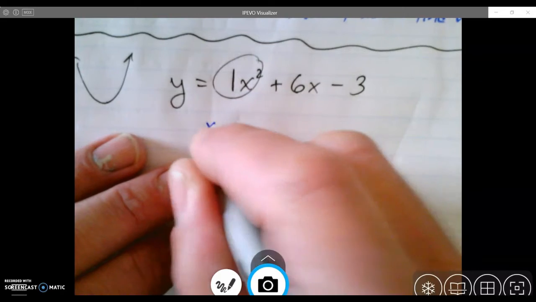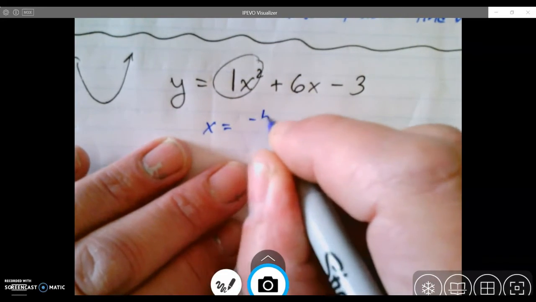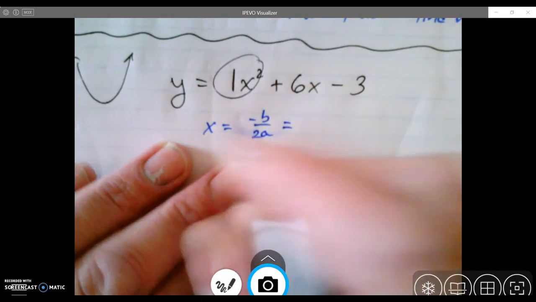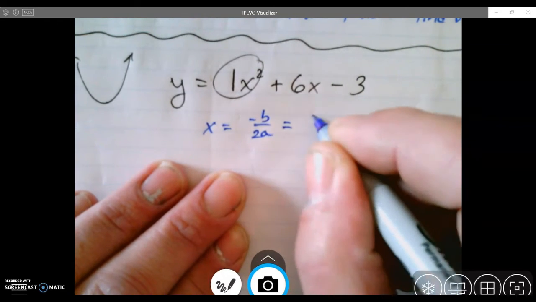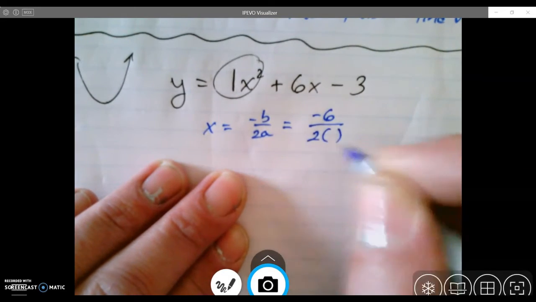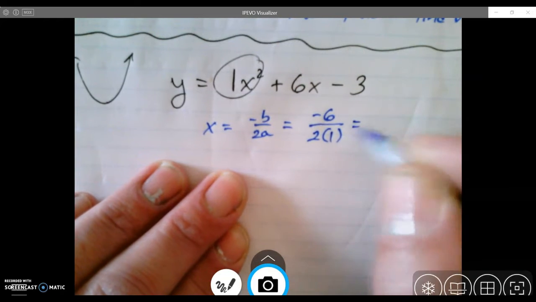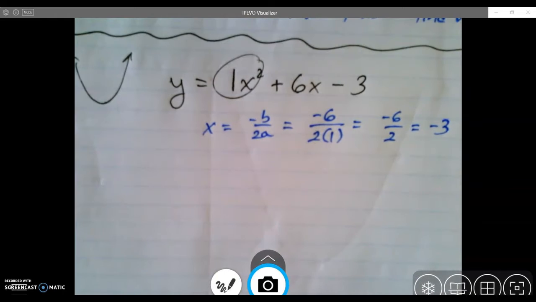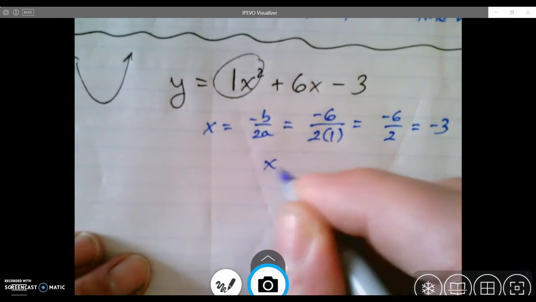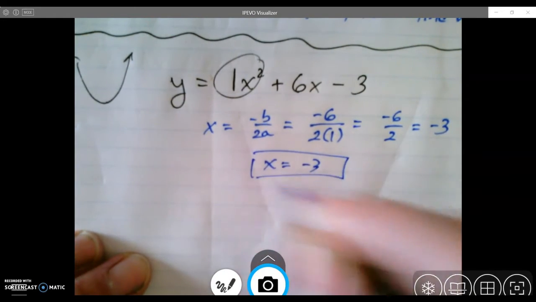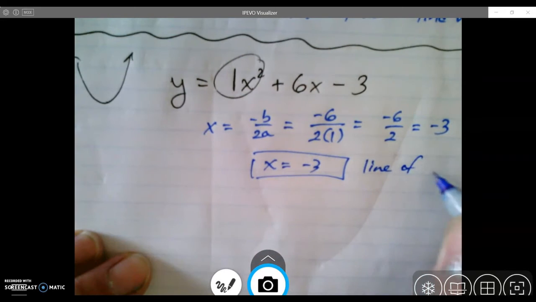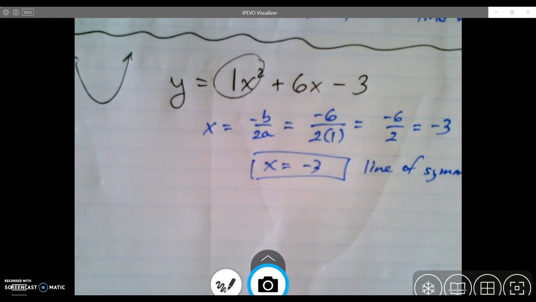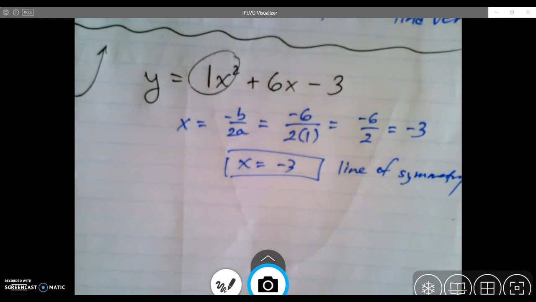So the location of our symmetry would be this: x equals negative b over 2a. Well, we have a 6 instead of b, and instead of a, we had a 1. So negative 6 over 2 times 1, so negative 6 over 2, or negative 3. Let's simplify that. x equals negative 3 is our line of symmetry. Okay, that's very, very important. That tells us something right off the bat.